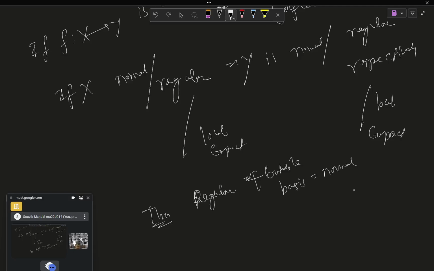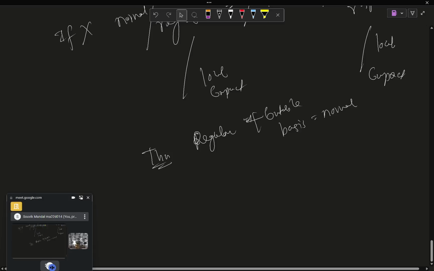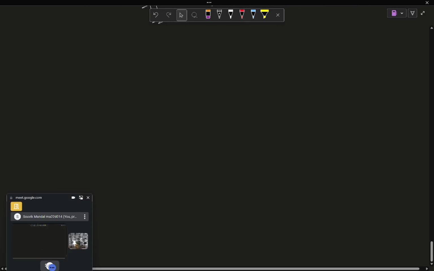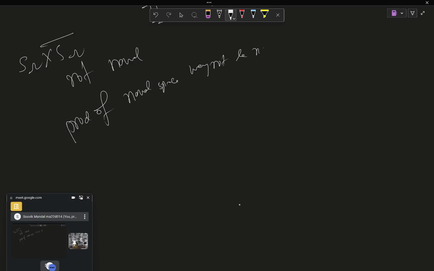One more thing is that every compact Hausdorff space is normal. This is the thing which we have already discussed initially. And there is one more thing: a product of normal spaces is not normal. That is, S omega cross its closure is not normal. So a product of normal spaces may not be normal. That's all for normality.